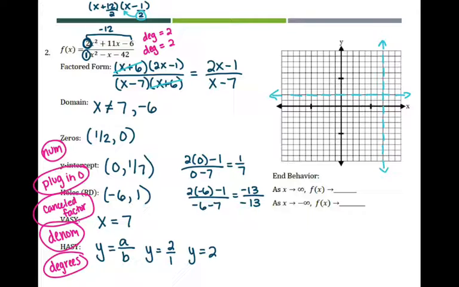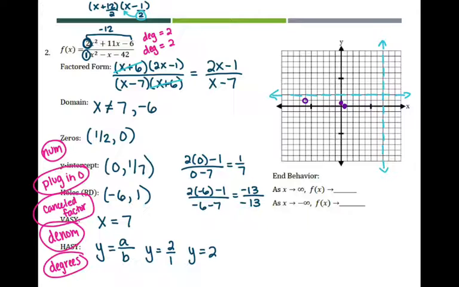For our points, I have an x-intercept at (1/2, 0), so that's right here. I have a y-intercept at (0, 1/7), about right there. It's kind of hard to graph these small numbers because your grids are so close to each other, but just try your best. And I have a hole at (-6, 1). So (-6, 1), I'm going to go ahead and draw the hole.